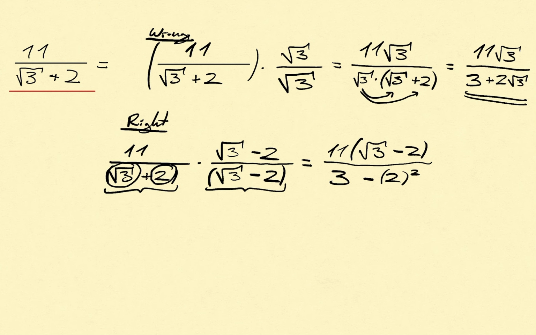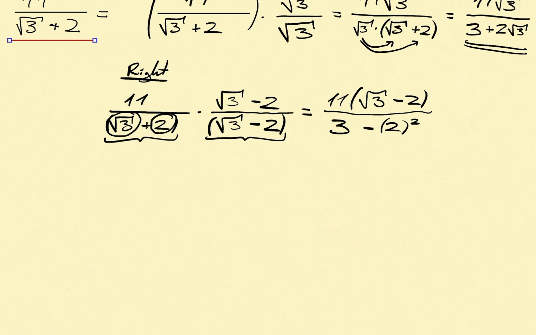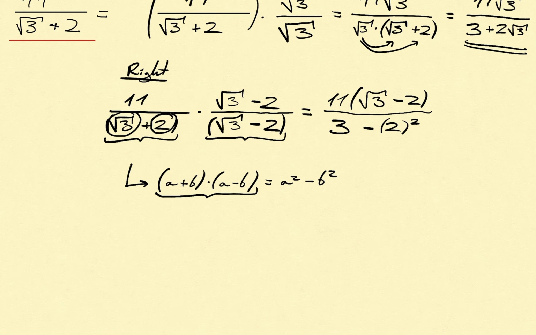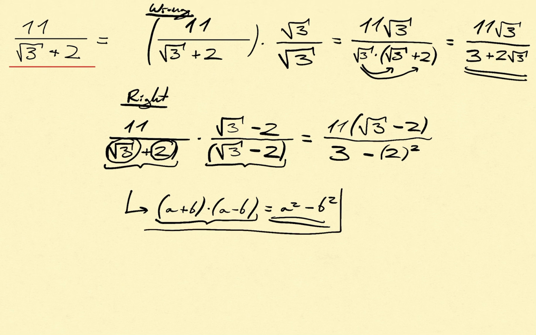Okay. Just to make it clear, if we've got a plus b times a minus b, what we'll get is a squared minus b squared. You can try it by yourself. You can try to expand this and see how you end up getting this. So you should just know this, and you should have it constantly in mind.